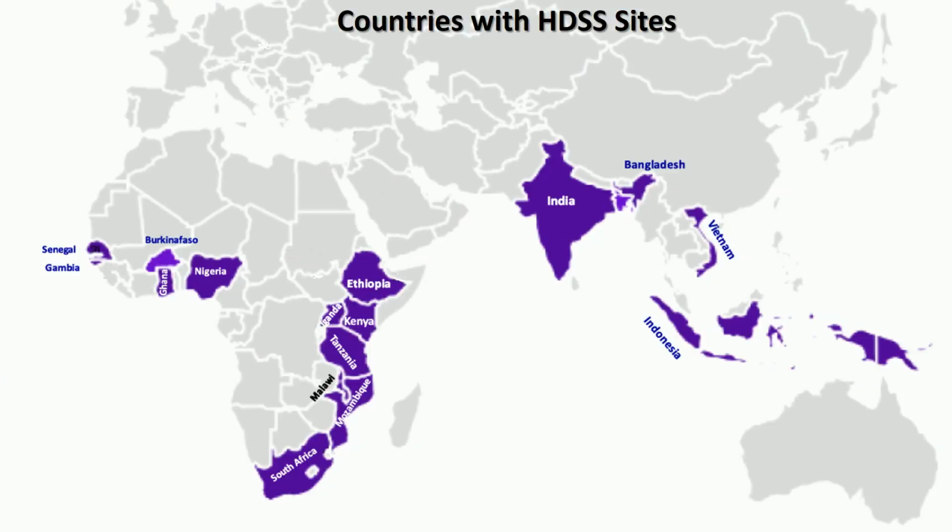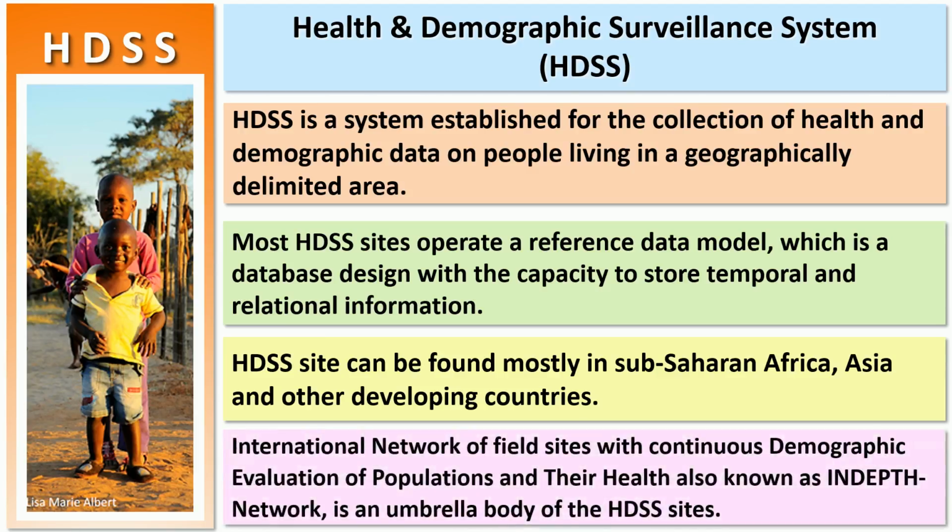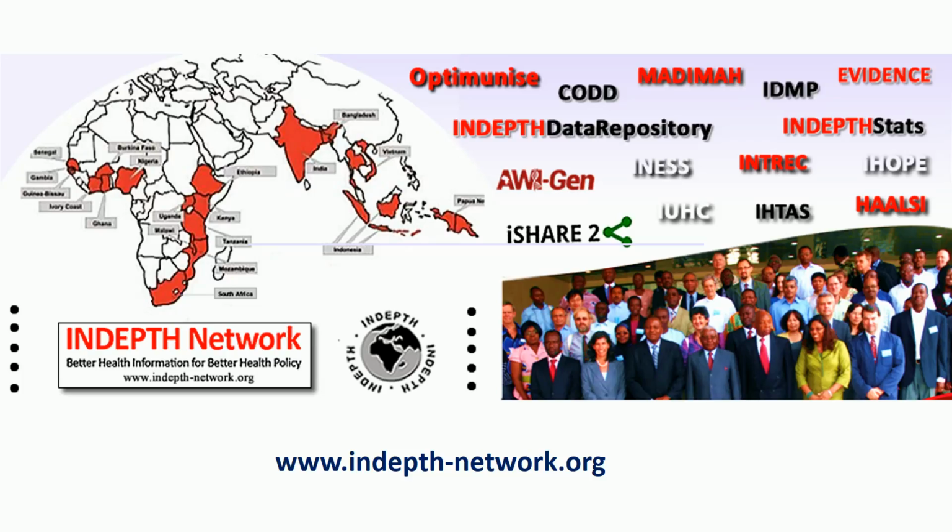So this map showing on your screen reveals the countries where HDSS can be found across the globe. You can actually pause this video in order to study the names. The International Network of Field Sites with Continuous Demographic Evaluation of Populations and their Health, also known as INDEPTH or INDEPTH Network, is an umbrella body of the HDSS sites. On your screen, you can see some of the projects that INDEPTH is involved in, and you can also visit the website.